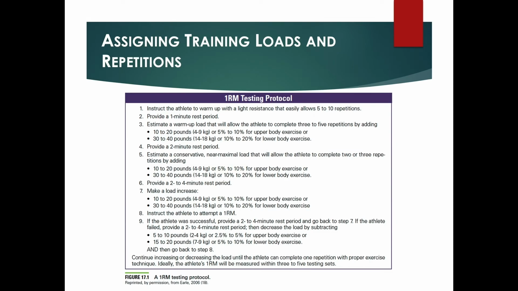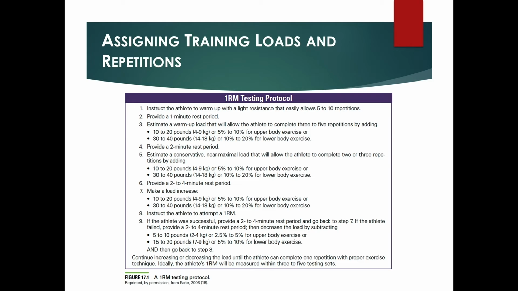Here's a protocol for 1RM. You can also do this for a 2 or 3 RM as well. Okay, so you have the athlete warm up. They could do 5 to 10 repetitions. Once they do that, whatever exercise you've chosen, then 1 minute rest. From there, have the athlete complete 3 to 5 repetitions. You estimate the load based off the warm up, and do 3 to 5 repetitions. And you see right here, 10 to 20 pounds for upper body, 30 to 40 for lower body, or 5 to 10% for upper body, 10 to 20% for lower body.